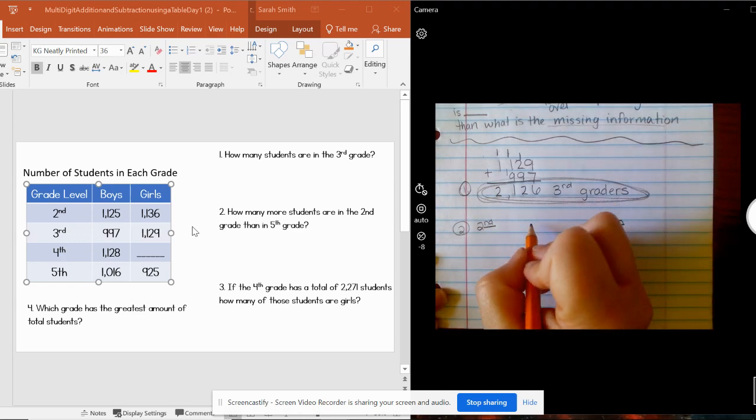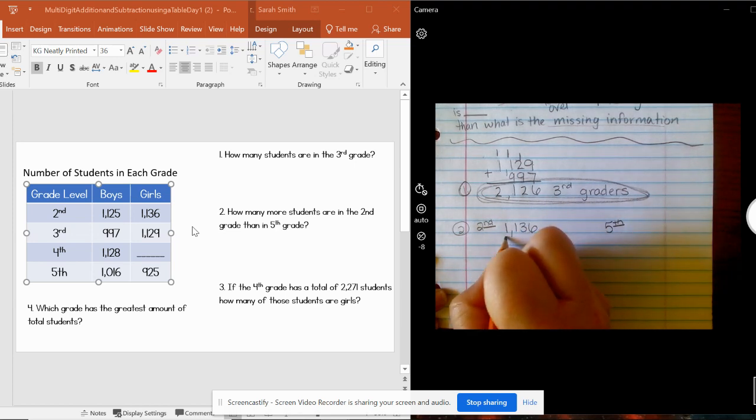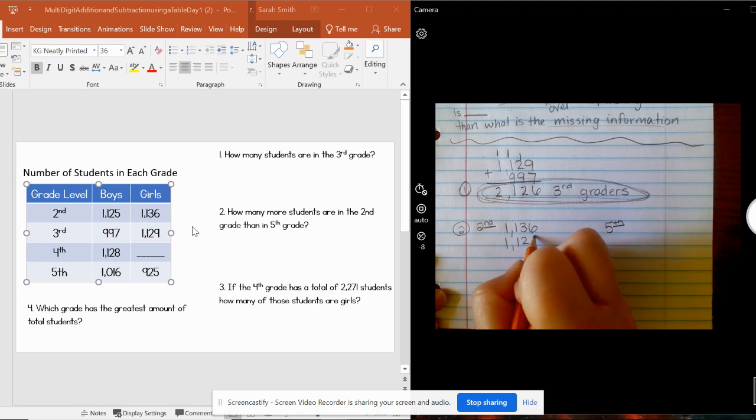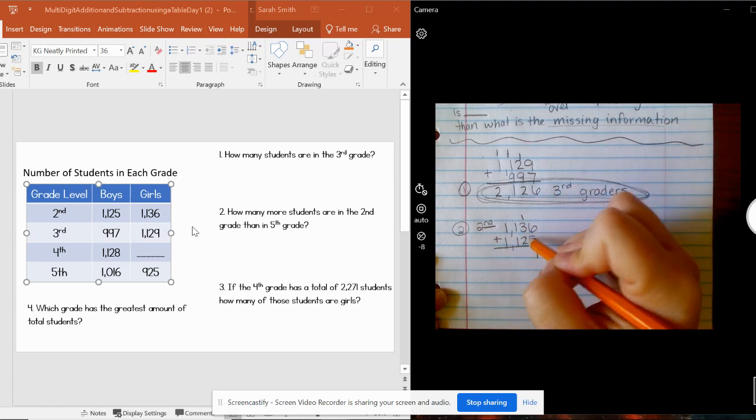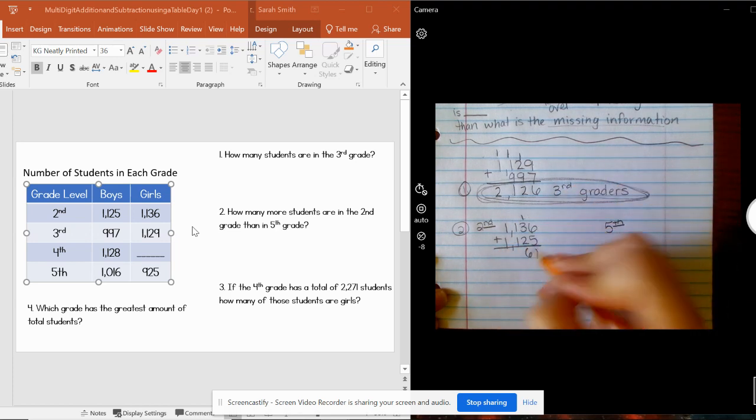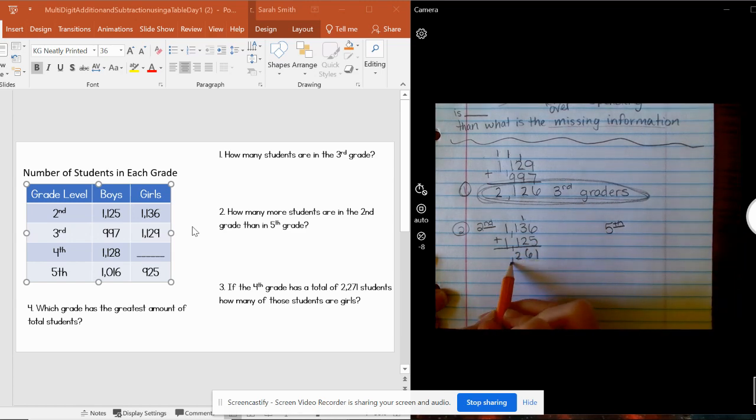The second grade is 1,136 girls and then 1,125 boys. I'm going to add those up. 6 plus 5 is 11. Carry my group of 10. 3 plus 2 is 5 plus 1 is 6. 1 plus 1 is 2. Put my comma down because I have 1, 2, 3 digits.